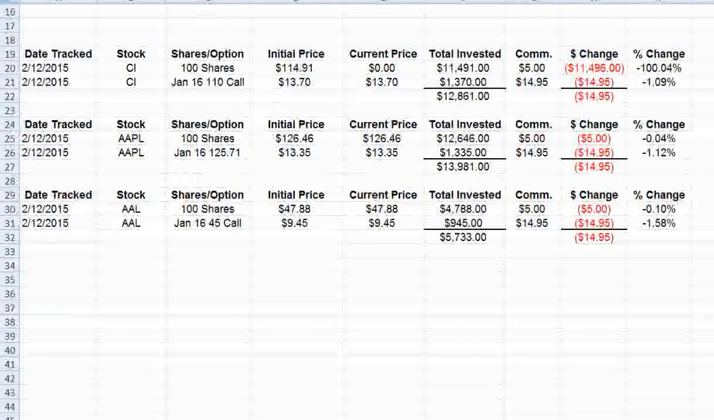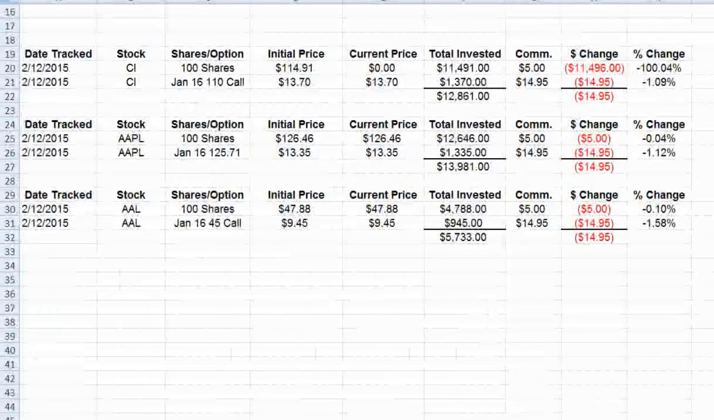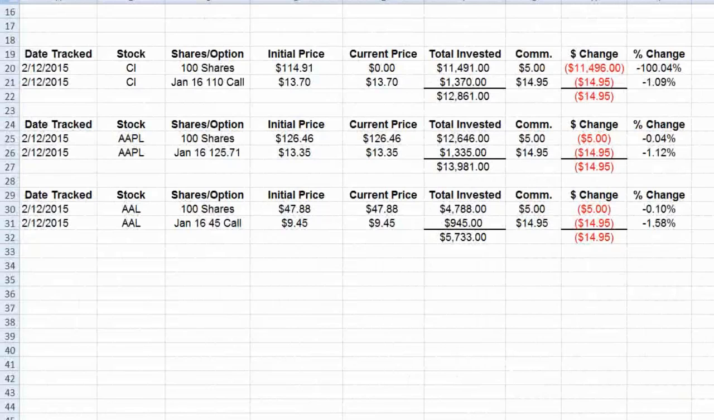Somebody's typing in that you have to take round trip commissions. Yeah, you would if you were to sell, but for these we're not selling, we're just tracking them. If I was to actually sell, I'd put in another column here. But for this, no, we're just tracking it. So a good point, though.